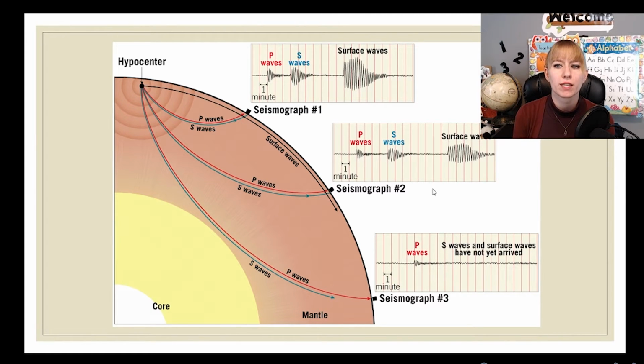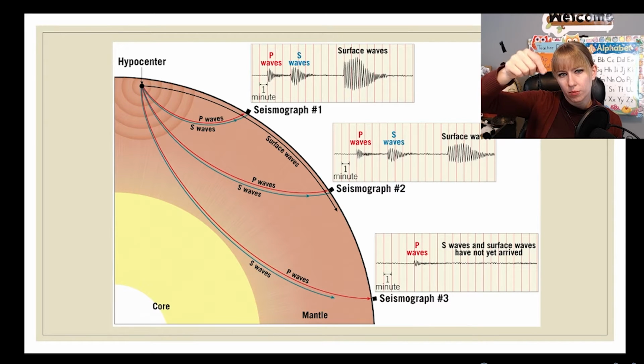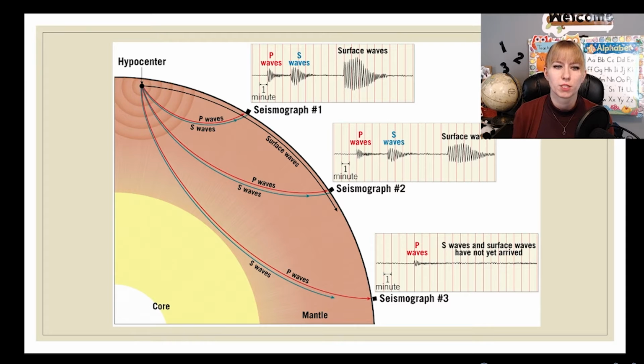Also, when P waves pass through a liquid, they will refract, just like when a pencil will when you stick it in a cup of water. And so that's part of a way you can tell what kind of refraction was happening, and you can tell how far you are from the hypocenter.